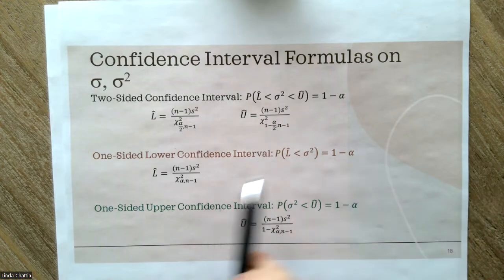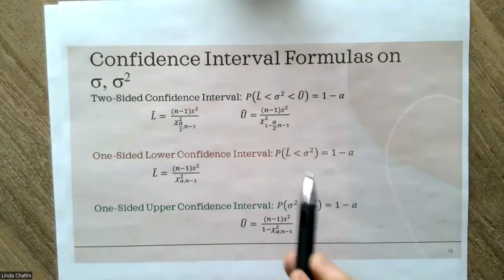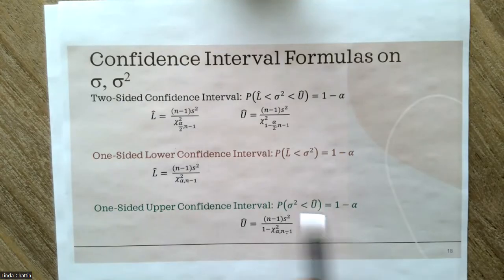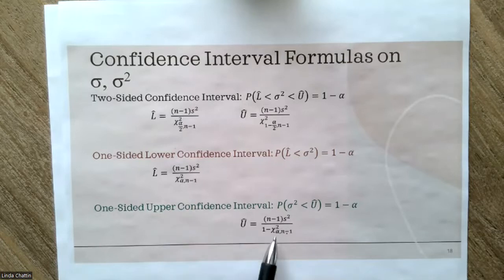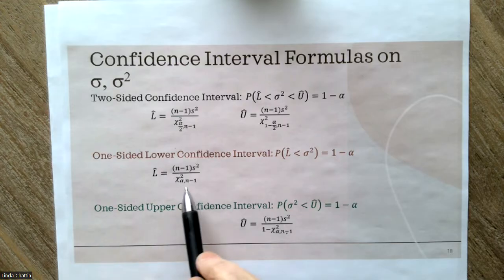We might be interested in just one lower bound or one upper bound. And so the denominators here are only going to have the alpha parameter in it, chi-square alpha and chi-square 1 minus alpha.